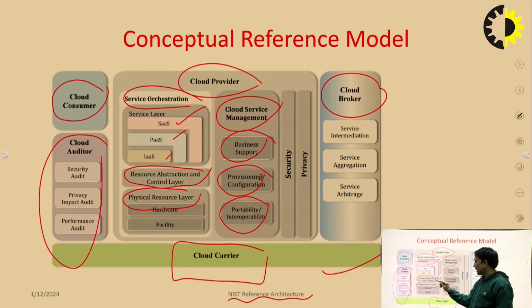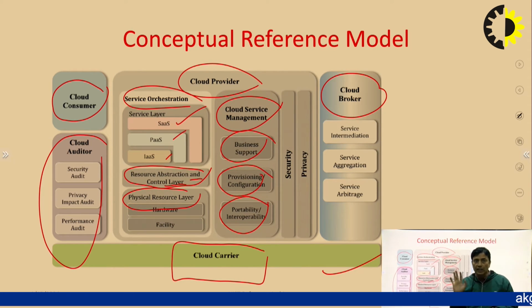And then the resource abstraction and control layer. This is the layer which provides the complete abstraction for the user. Okay, all the resources are controlled by this particular provider, and that is very much hidden from the consumer or end user. And this is the physical resource layer that is going to manage and control the hardware as well as all the facilities that are provided to the consumer.